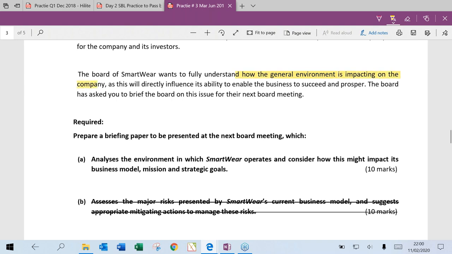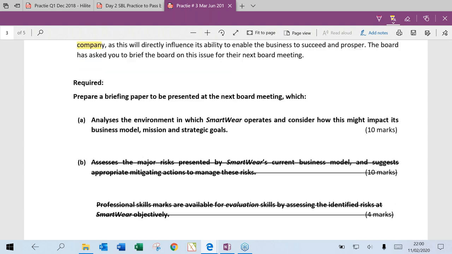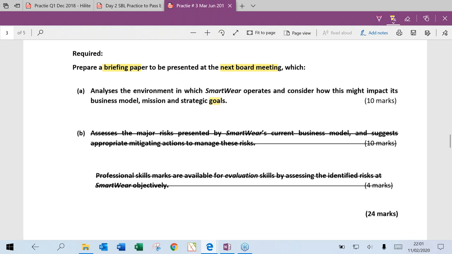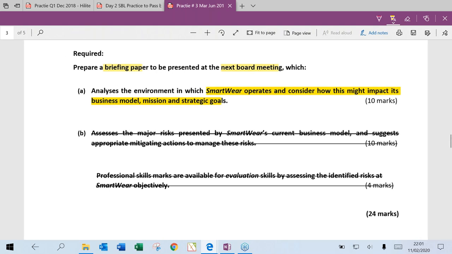The board of Smartware wants to fully understand how the general environment is impacting on the company, as this will directly influence its ability to enable the business to succeed and prosper. The board has asked you to brief the board on this issue for the next board meeting. Required. Prepare a briefing paper to be presented at the next board meeting, which analyzes the environment in which Smartware operates and consider how this might impact its business model, mission, and strategic goals. 10 marks.